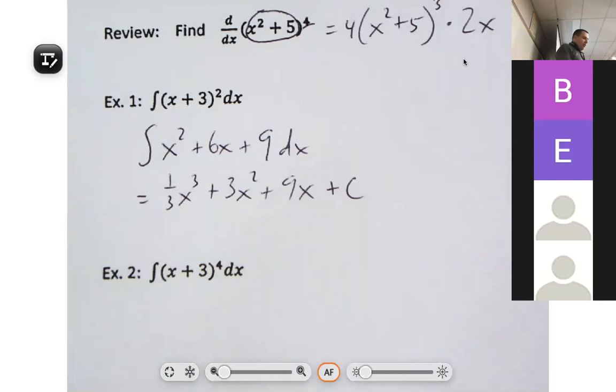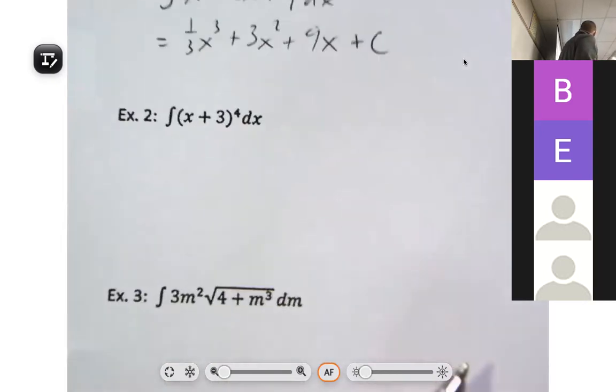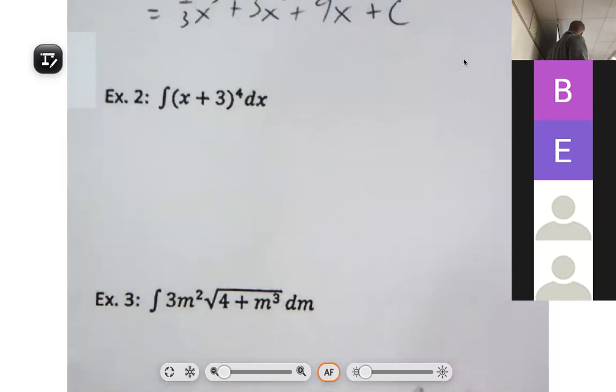So let's say I want to integrate x plus 3 to the 4th power. Well, technically, you could do what we just did in example 1. You could write x plus 3 four times, multiply it all out, which would take a little bit of time, and then integrate term by term. You do have that option. But I'm going to show you a new way, because if this was x plus 3 to the 40th, then you can't do that. I guess you could, but not in the allotted time.